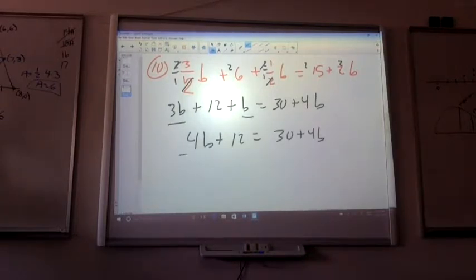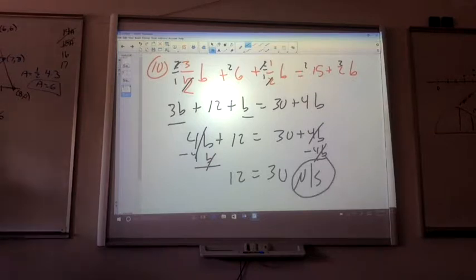And let's move a b over, so I'll subtract 4b from both sides. And lo and behold, I found the secret to math that 12 is equal to 30. Now, that's nonsense, so you know it's got to be no solution. No solution. Yeah? 17.